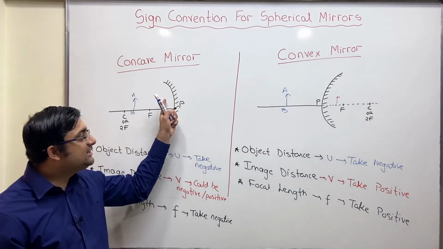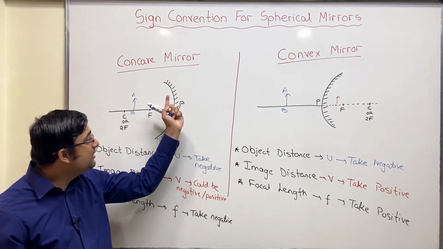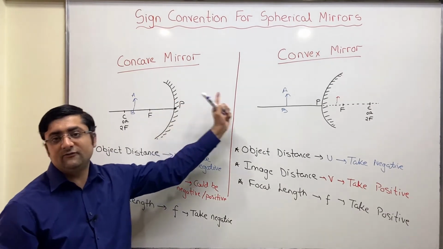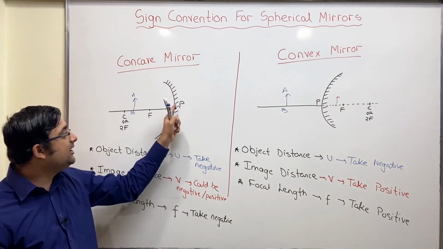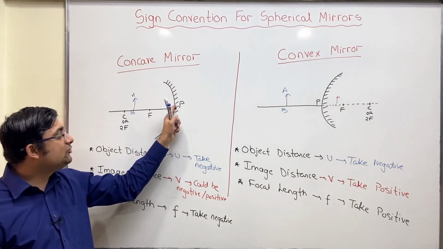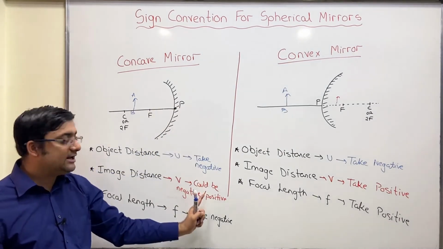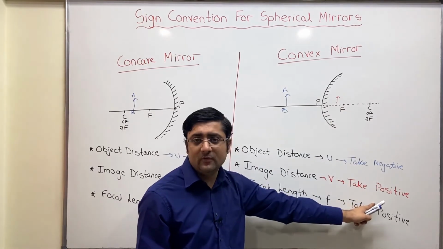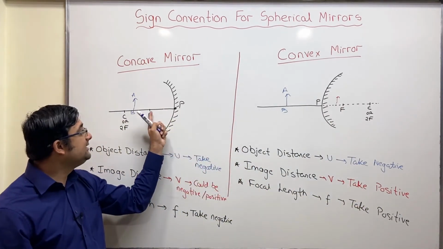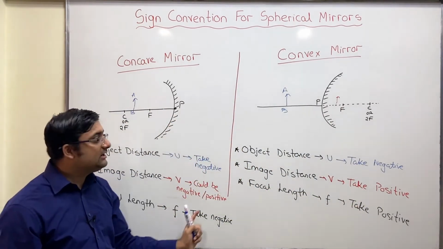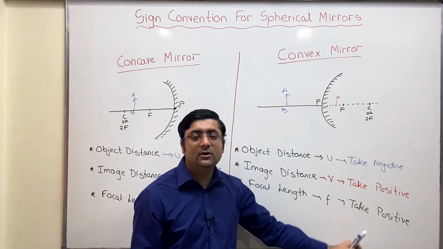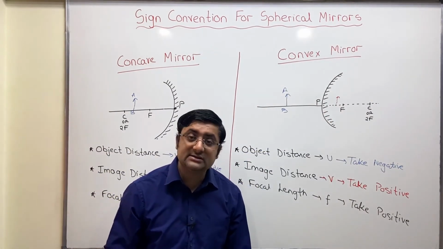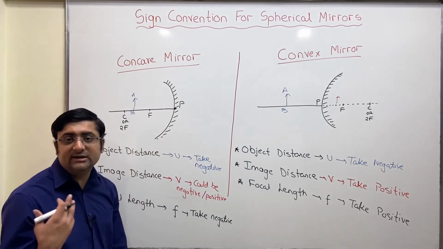I repeat, object distance in both the cases is negative. Why? Because object is always to the left of the pole. Image distance, guys, in the case of a concave mirror, image could be over here or over here, hence positive or negative. In a convex mirror, image is always towards the right, hence always positive. Next, focal length, guys, here it is to the left of the pole, so negative. Here focus is to the right of the pole, so positive. Is this clear guys? Similarly, guys, now height of object and height of image.